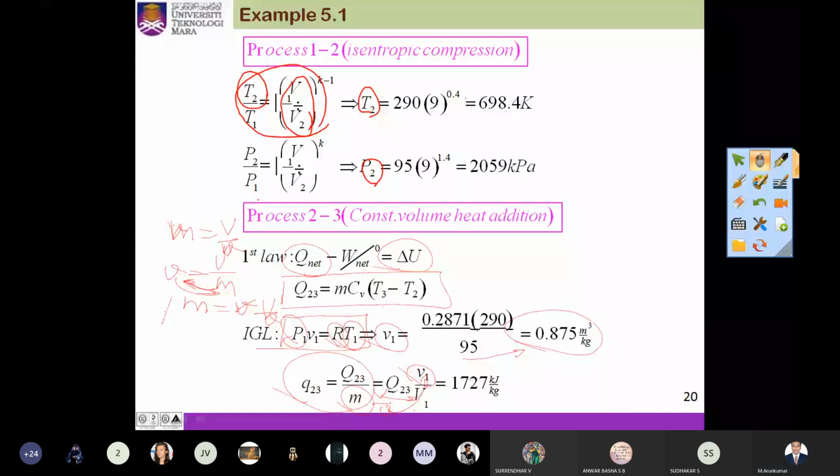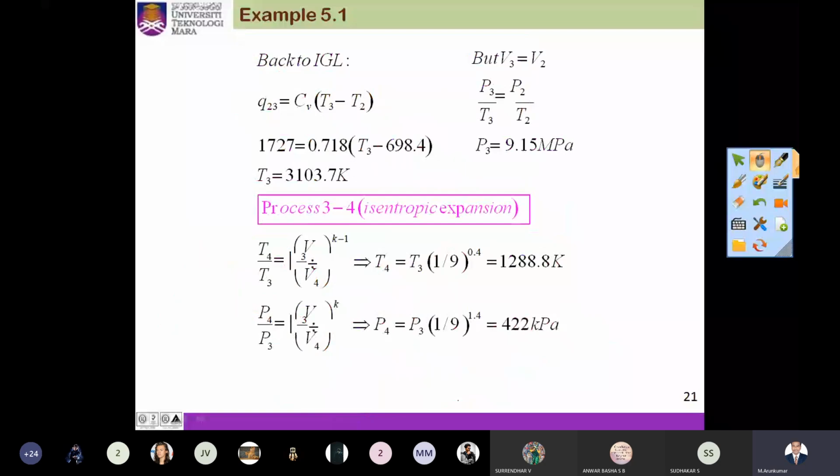So we can use that. Then we gave the Q value for the second process. Then if you substitute, we can get this small q value. So that can be used for the process 2 to 3. So this formula can be used.